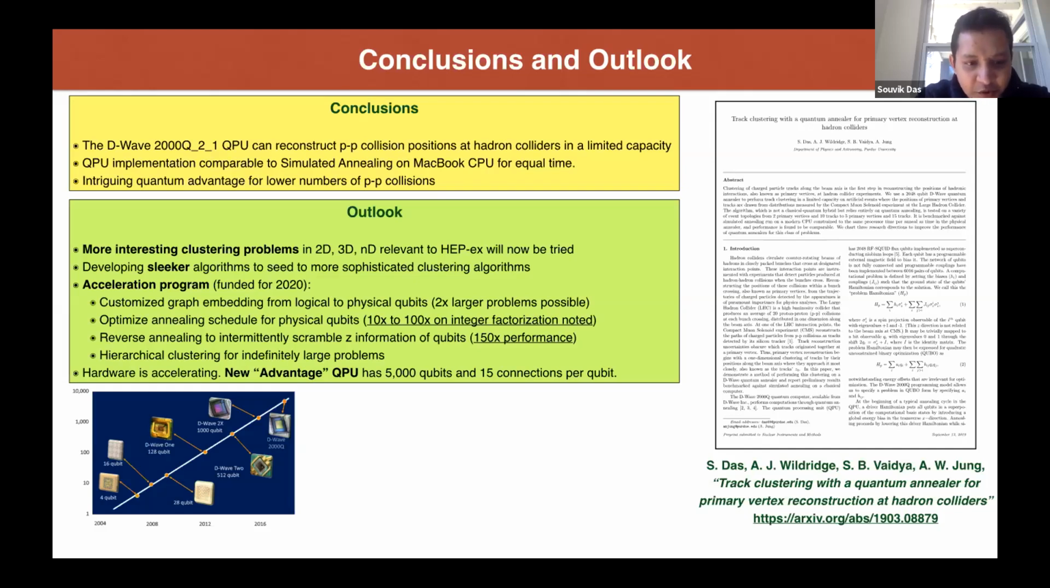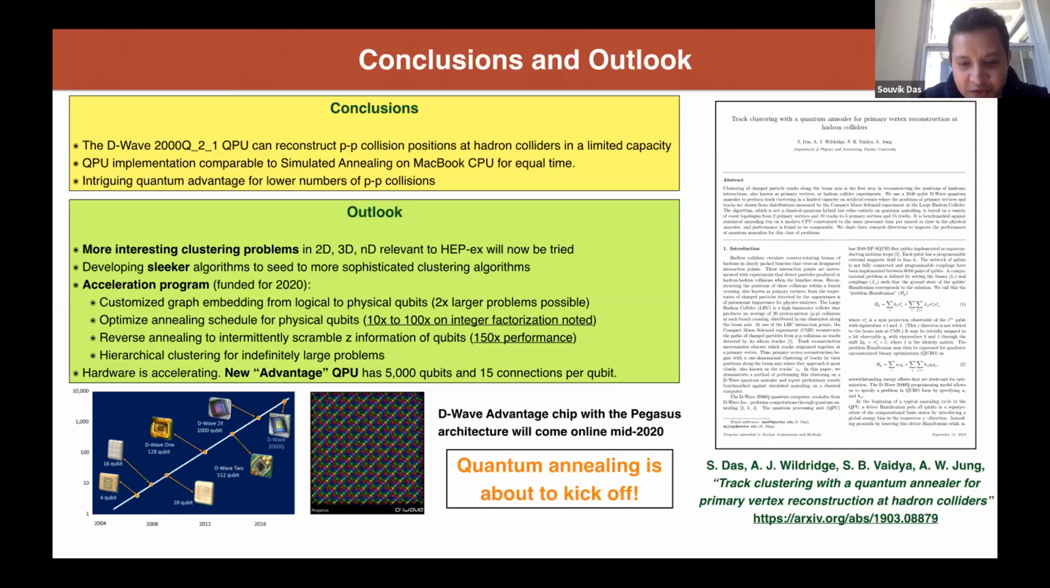And then there's also a method called reverse annealing to intermittently scramble the Z information in the qubits, and this gives about 150 times better performance. And of course, we can also do hierarchical clustering for indefinitely large problems. And at the bottom of all of this, the hardware itself is accelerating at Moore's law. The next processor, which will have 5,000 qubits and 15 connections per qubit, is expected to be available mid-2020. So quantum annealing is about to kick off.